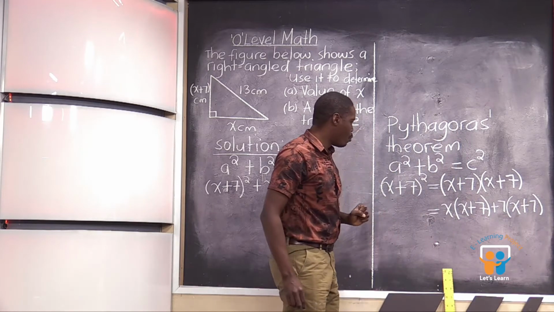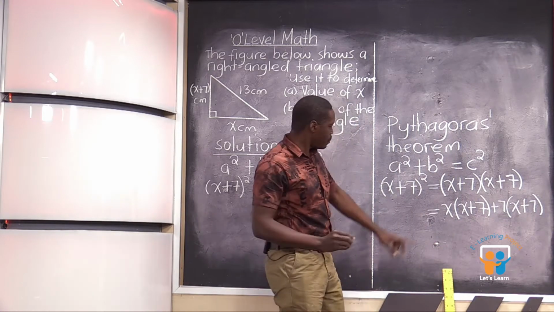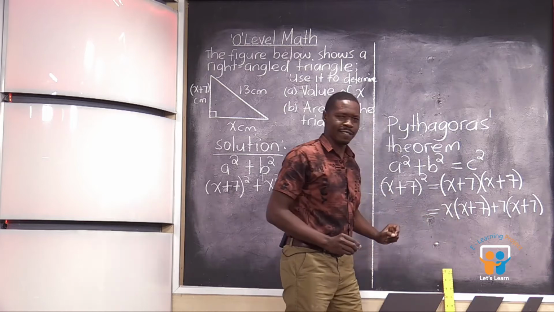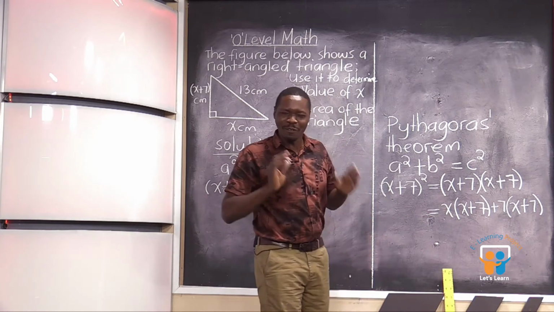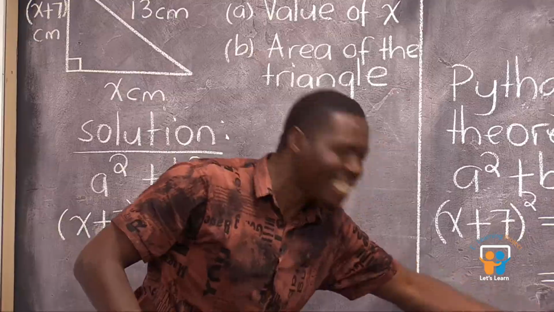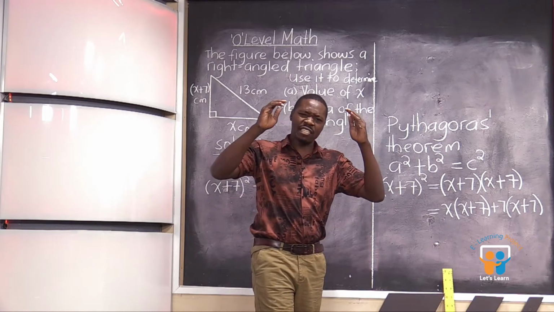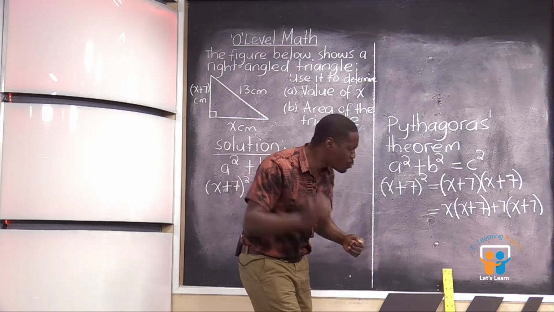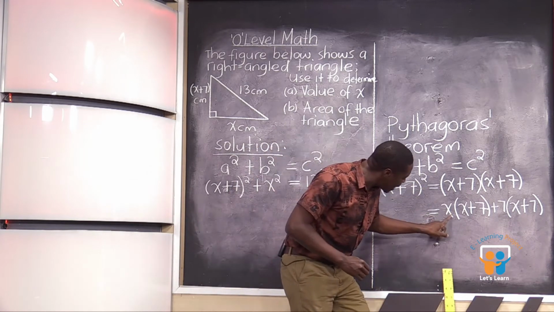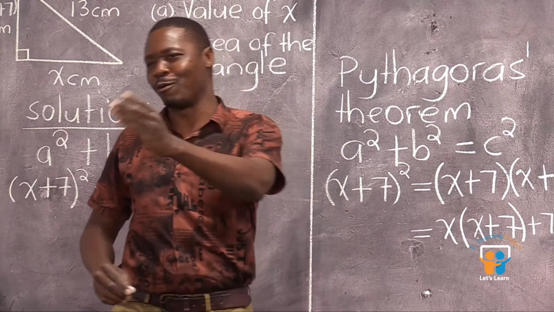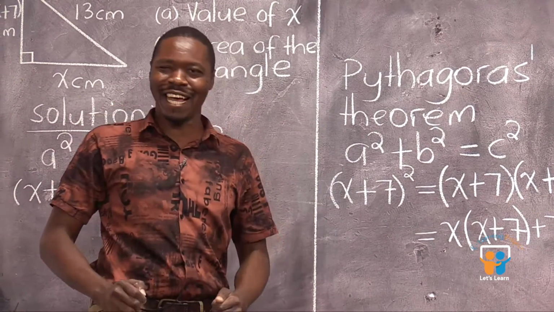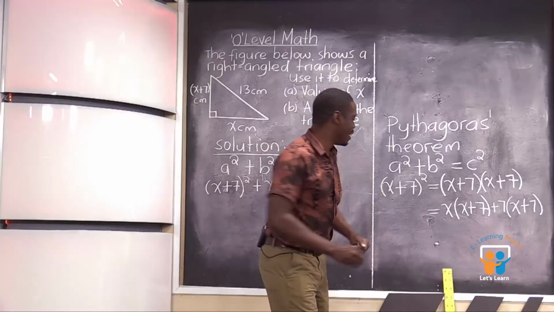Wonderful. Now, we need to multiply. X times x. Someone is telling me 2x. No! X times x is not 2x. No, someone again is saying x plus 1. No, it is not x plus 1. We are multiplying x by x to give. Very good. Someone has told us the right answer. It is x squared. Wonderful.